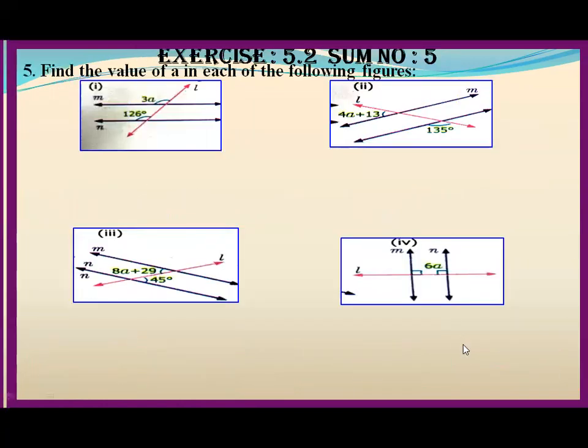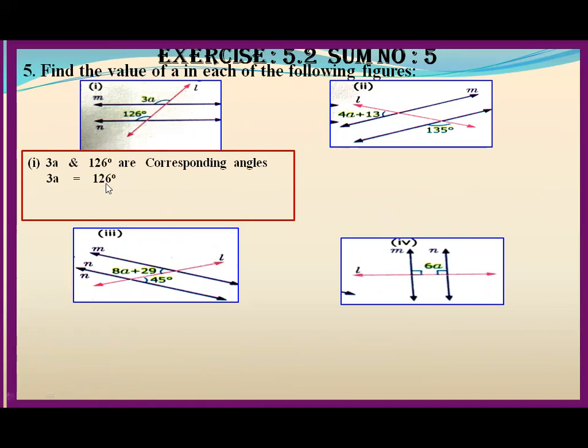Let's move on to the next one, sum number 5. You have to find the value of A. So when you look at this figure, you have one interior and one exterior, and on the same side of the transversal. So they are called corresponding angles. Corresponding angles are equal. So 3A is equal to 126 degrees. A is equal to 126 divided by 3. So A is equal to 42 degrees.